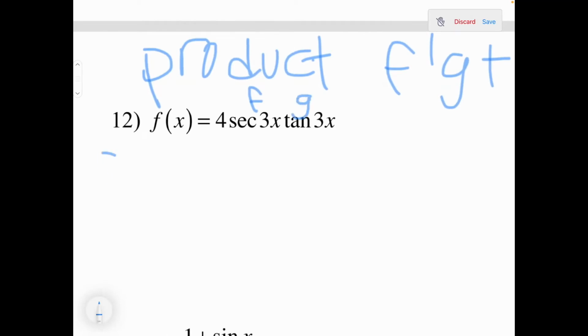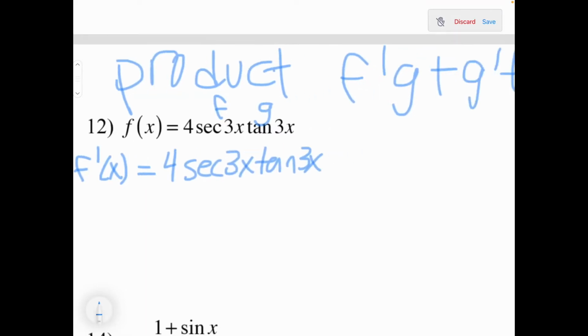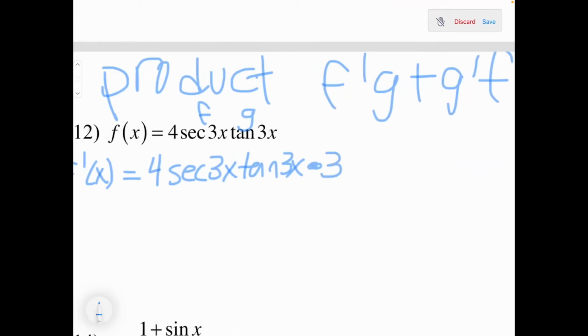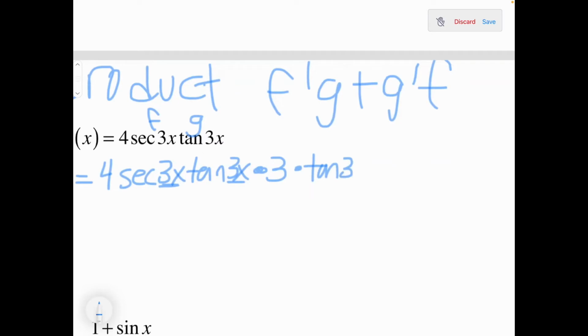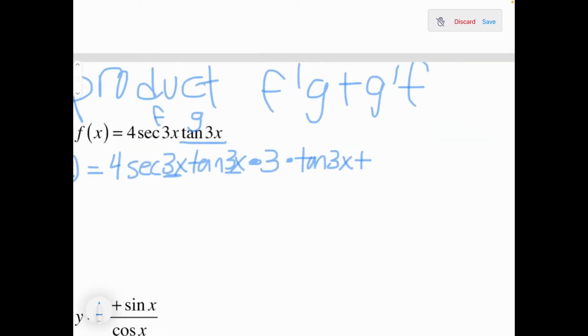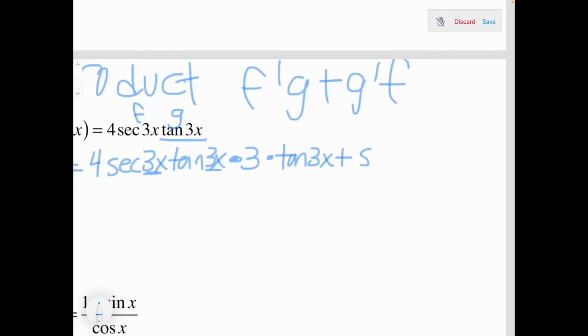So the derivative of 4 secant 3x would be 4 secant 3x tangent 3x times the derivative of 3x, which would be 3, because 3x is our inside function, times tangent 3x, because g is tangent 3x, plus we're going to take the derivative of tangent 3x, which is secant squared 3x times 3, and then we're going to multiply that by 4 secant 3x.